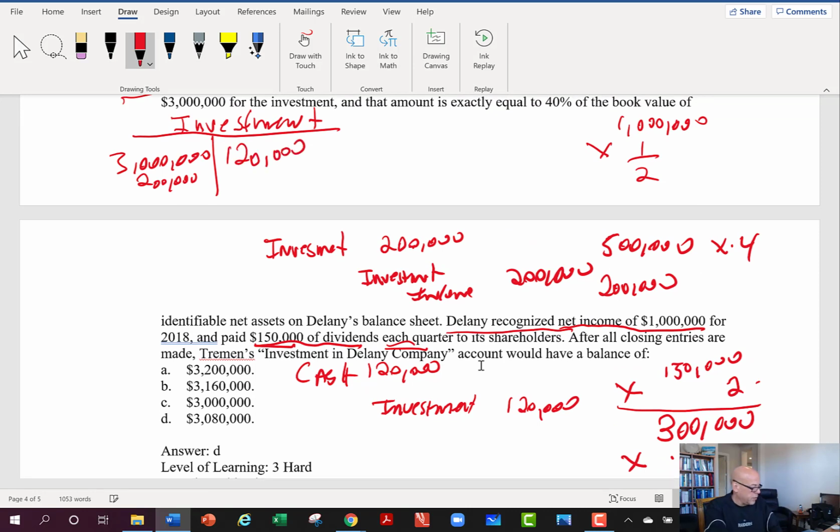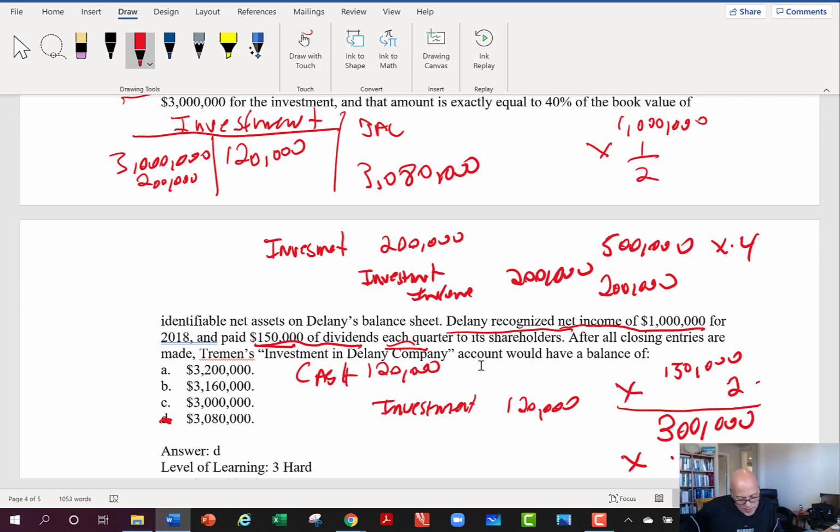Sometimes it's even hard to remember what it is they're asking you for. Okay, and what, 3,200,000 minus the 120,000 means that this investment account is going to have a balance. I'll write it over here. A balance of what, 3,080,000. Okay, which is choice D.